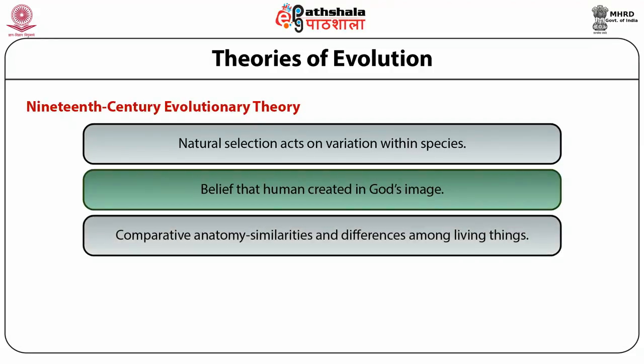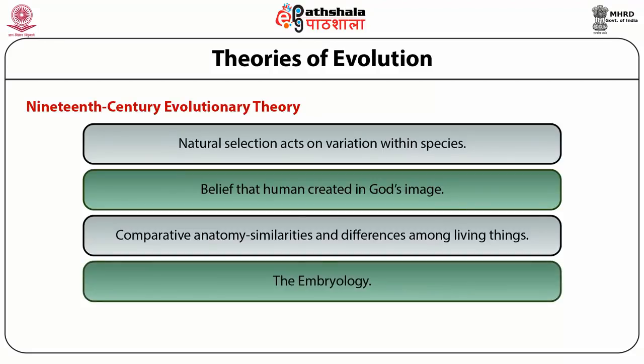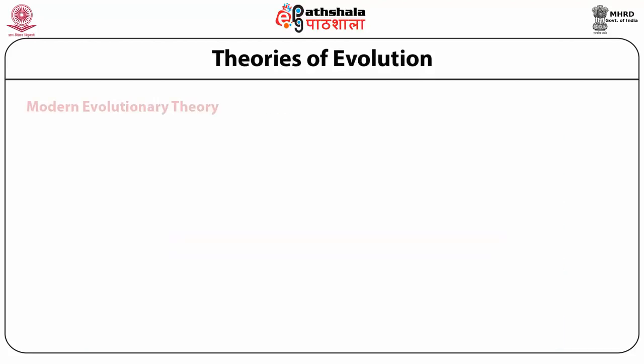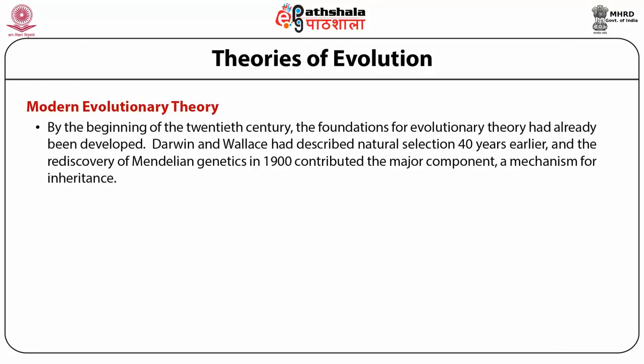Comparative anatomy, under which homologous organs provided evidence of evolution. Embryology also supported evolutionary theory, which was popular during the 19th century. Then classification of features that are related or not related. Modern evolutionary theory: by the beginning of the 20th century, the foundation for evolutionary theory had already been developed.